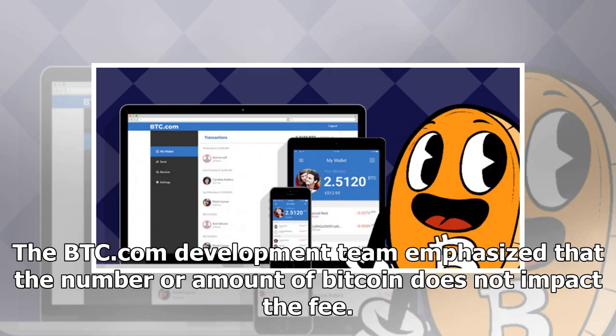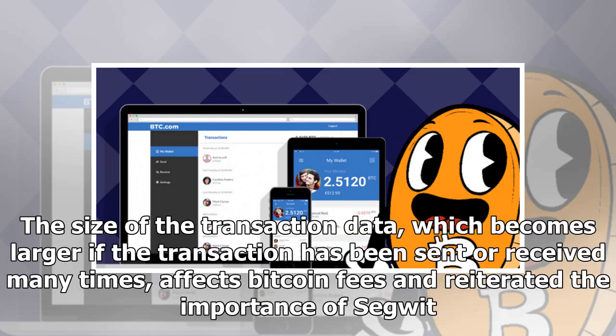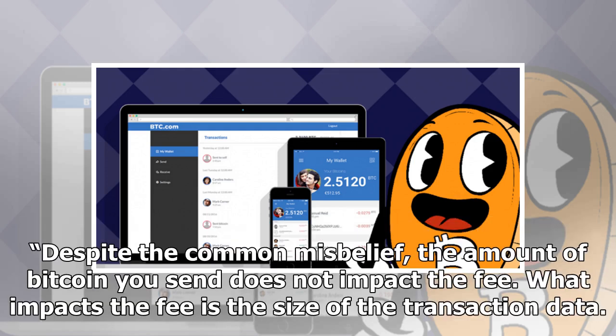The BTC.com development team emphasized that the number or amount of Bitcoin does not impact the fee. The size of the transaction data, which becomes larger if the transaction has been sent or received many times, affects Bitcoin fees, and reiterated the importance of SegWit. Despite the common misbelief, the amount of Bitcoin you send does not impact the fee. What impacts the fee is the size of the transaction data.